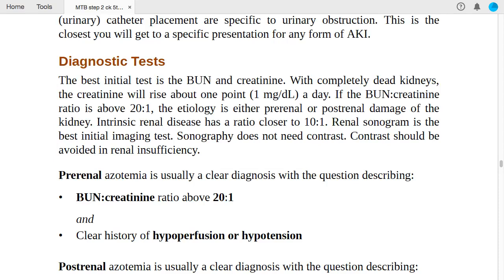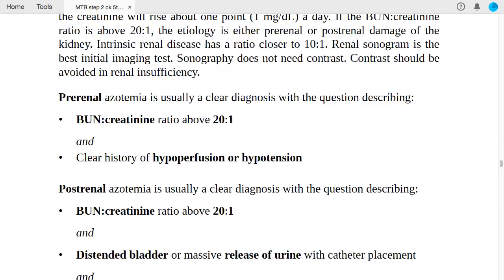Now, pre-renal azotemia is usually a clear diagnosis with the question describing it. For example, if the question says the blood urea nitrogen and creatinine ratio is above 20:1, it will give you a clue that this is a case of pre-renal azotemia. And a clear history of hypoperfusion or hypotension will definitely give you a clue. So for the pre-renal diagnosis, you have to check the BUN creatinine ratio. It should be above 20:1, and if your patient history includes hypotension or hypoperfusion, then you will say clearly it's a case of pre-renal azotemia.